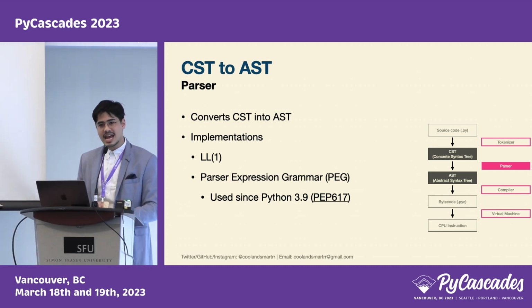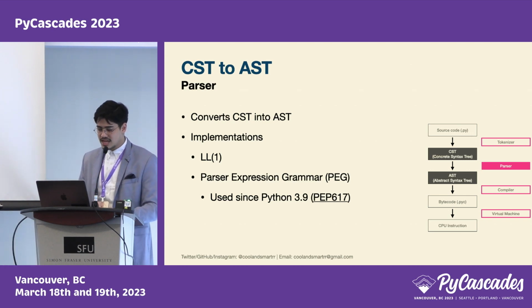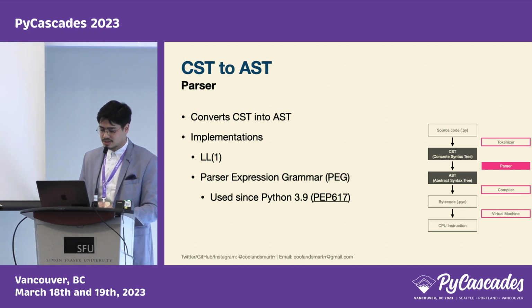And in order to make an AST, you use what's called a parser. Now, there are several implementations of the parser. We used to have an LL parser, but ever since Python 3.9, they renewed the implementation, and now it's called parsing expression grammar. The specifications are defined in PEPs, Python Enhancement Proposals.